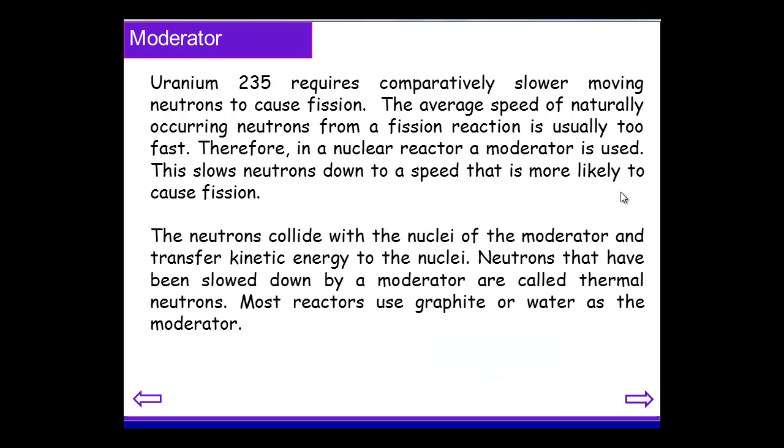The moderator. Now, as I said earlier, uranium really needs slow-moving neutrons to cause fission. So what happens is that if the neutrons are traveling too fast, then there's not normally an interaction. So therefore we have a moderator. Now a moderator is some chemical, often graphite, sometimes we use water, but what it does is cause lots of interactions with the fast moving neutrons and causes them to slow down. And as they slow down, it increases the likelihood of further reactions.